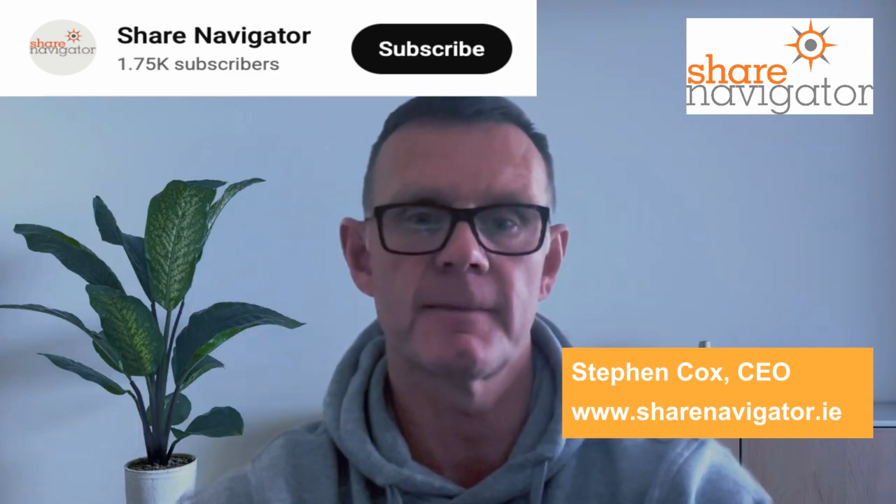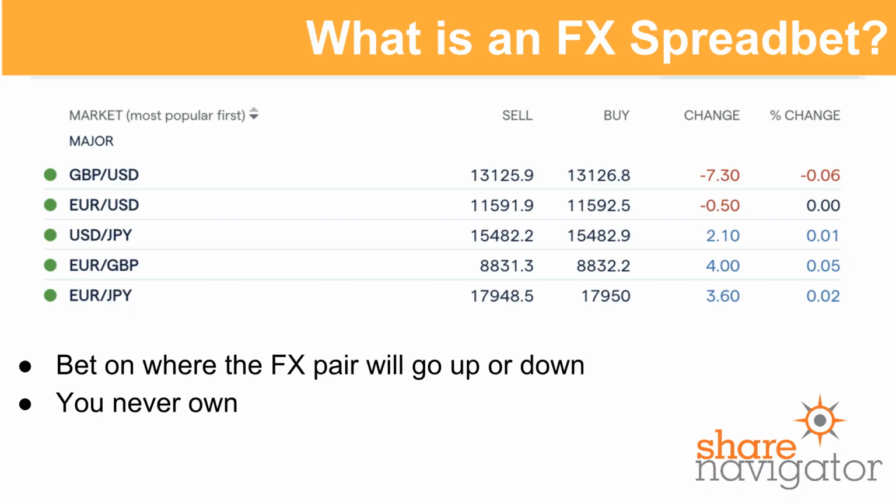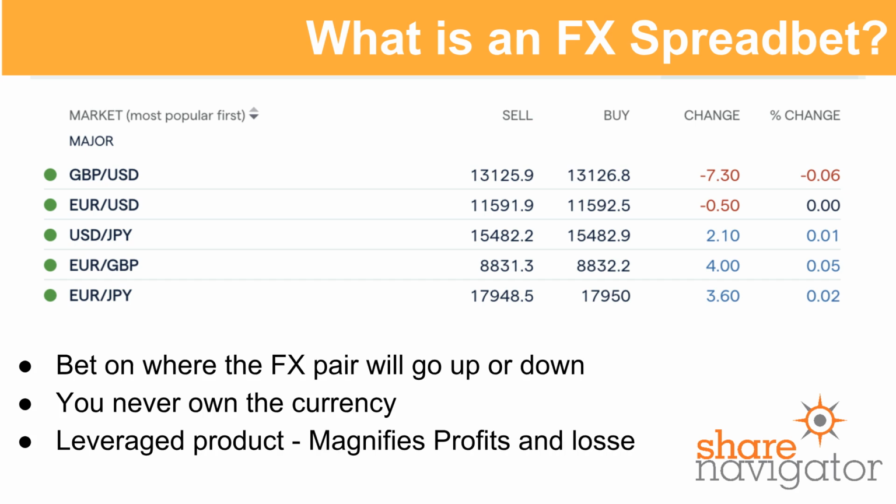Let's get started. So at its core, a currency spread bet is simply a bet on whether a currency pair's price will go up or down. You never actually get to own euros or dollars, for example, in a euro-dollar currency spread bet. It's a leveraged product, so that magnifies your profits, but it also magnifies your losses when it goes wrong. And that's why risk management is critical.